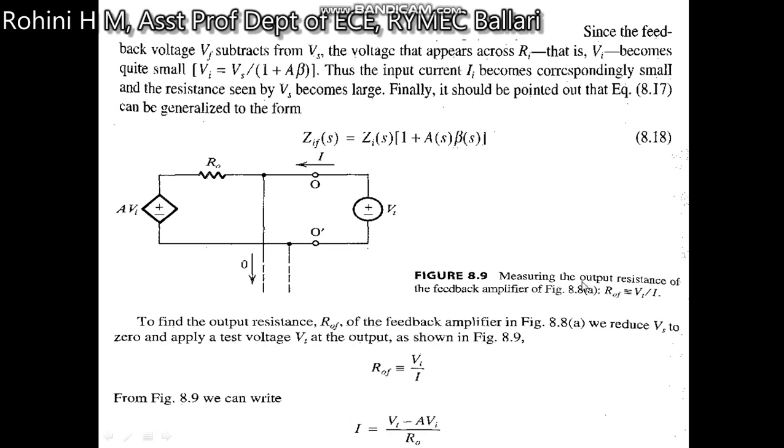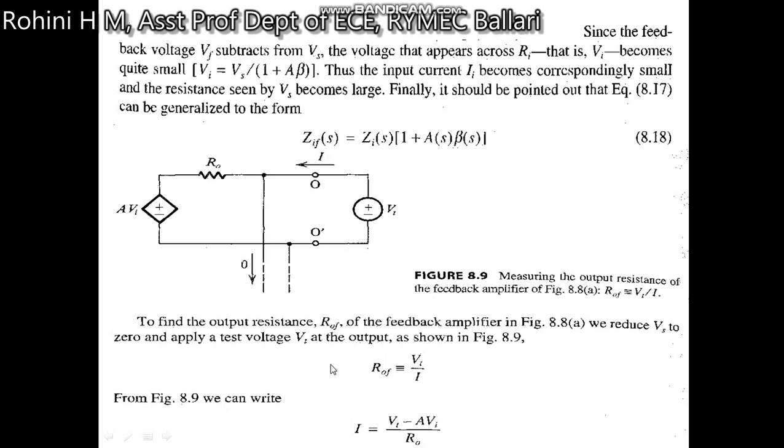Okay, so this is the circuit diagram for measuring output resistance. How to measure the output resistance? To find the output resistance of the feedback amplifier, we reduce the source Vs to 0 and apply a test voltage Vt at the output. So the source voltage is taken as 0. At the output side, we are applying the test voltage in order to measure the output resistance Ro. Okay, so Rof can be found as the test voltage divided by current, Vt divided by I.